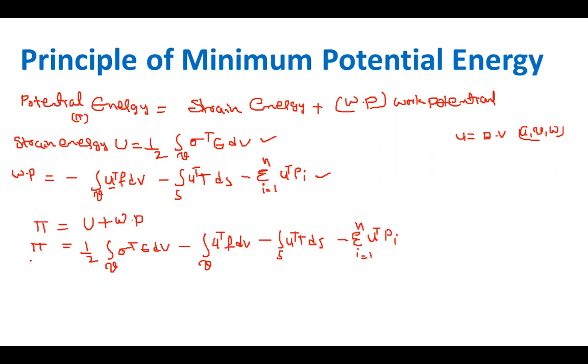To get the minimum or maximum of the potential energy equation, you have to differentiate the above equation with respect to the variable. Let us assume that the variables are the nodal displacements, and therefore it is possible to write the differentiation of dou pi with respect to the variable, let us say q, and it must be equal to 0. So if you differentiate pi, the potential energy equation, with respect to the variable and equate to 0, you are going to get the minimum potential energy equation.